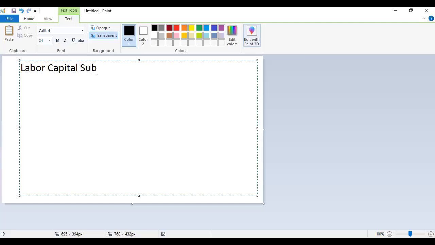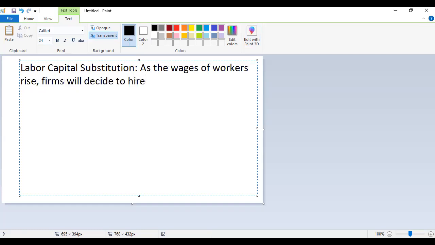Labor capital substitution. This one's actually fairly straightforward. It says, as the wages of workers rise, firms will decide to purchase machines more. Yeah, that's basically it.